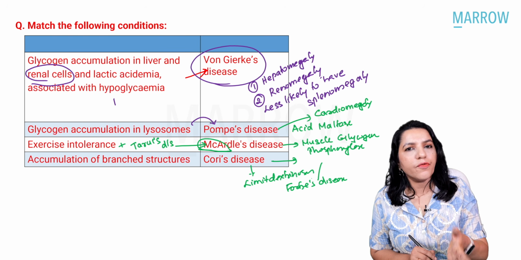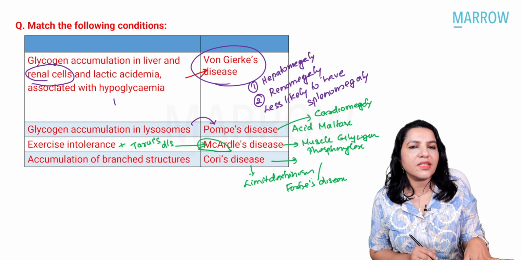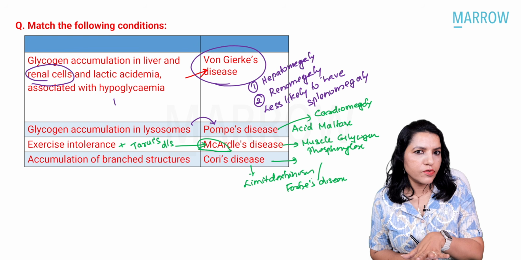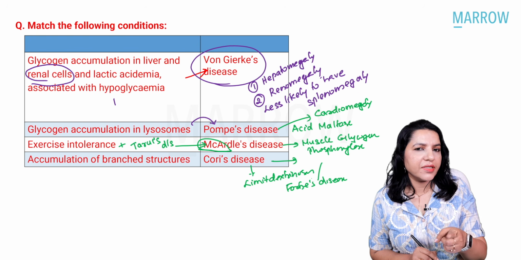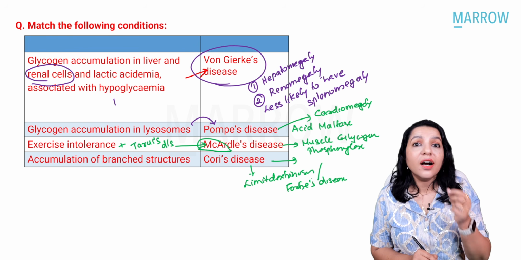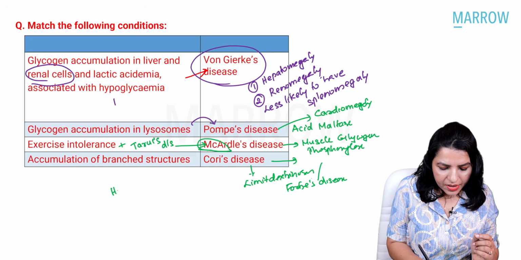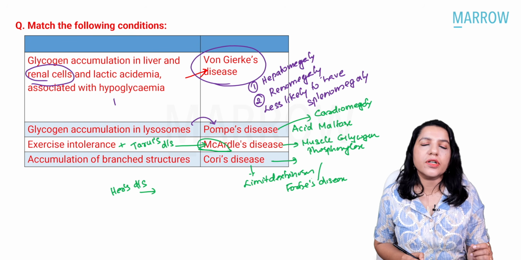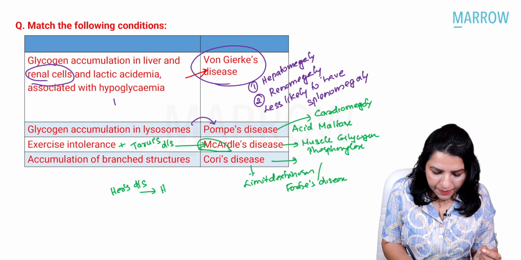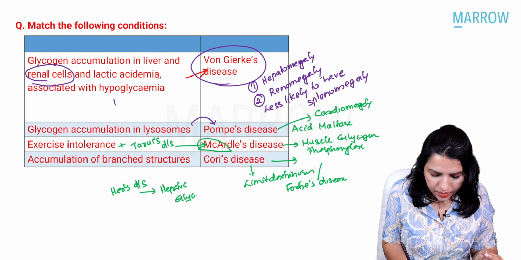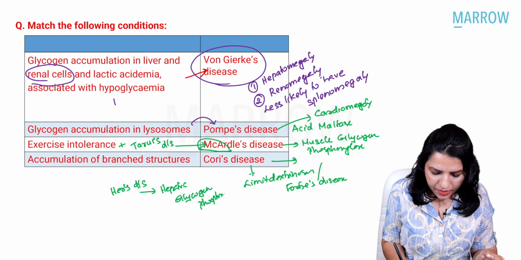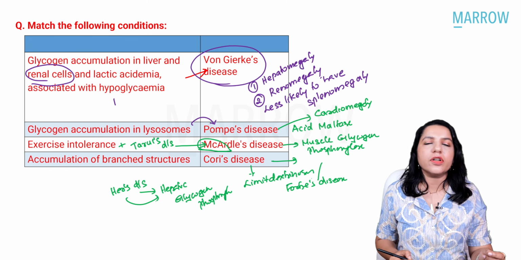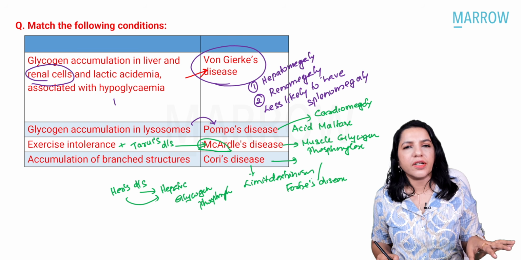Then remember M4M, that is McArdle's disease, the enzyme defect is muscle glycogen phosphorylase. One more you can learn like that, H4H, that is Hers disease. Hers disease is also a glycogen storage disorder, and where is the defect? It is hepatic glycogen phosphorylase. Okay, so that is H4H. So these are some of the glycogen storage disorders.